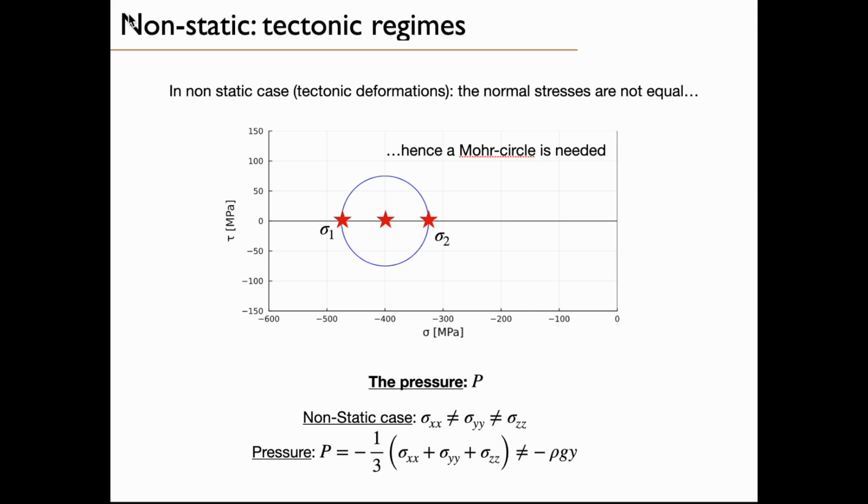However, in the non-static case, which means we have tectonic deformation, the normal stresses are not equal. We cannot assume that they are equal, and we need a Mohr circle to represent the stress state. So the stress state is represented by this half circle here, and sigma xx is different from sigma yy, different from sigma zz. The pressure is formulated with the definition from the previous lecture, and this is not equal to minus rho g y.